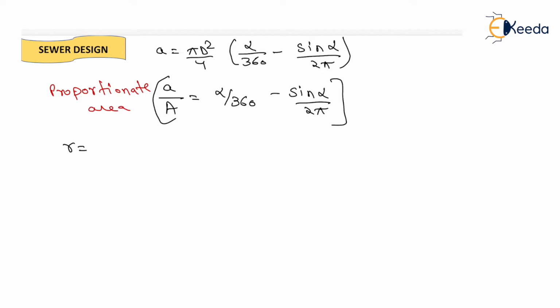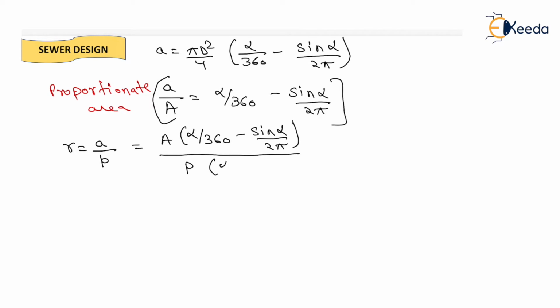Now small r, for the small depth of flow, the hydraulic mean radius will be equal to small area upon small perimeter or wetted perimeter. We have the value of small a equal to capital A into alpha upon 360 degree minus sine alpha upon 2 pi. What will be the value of small p? It will be equal to capital P into alpha upon 360 degree. Now the ratio of capital A by capital P is equal to capital R. So the r by R ratio comes out to be alpha upon 360 degree minus sine alpha upon 2 pi, upon alpha upon 360 degree.